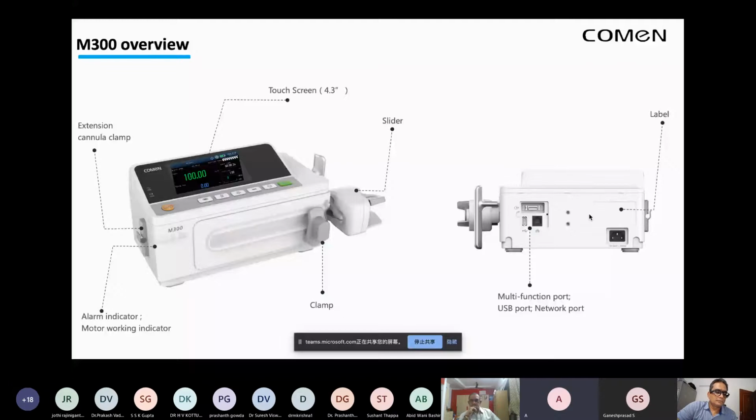So let's see the backside. The backside has different ports, such as the multifunction port to connect the nurse workstations, the USB port for software upgrade, and the network port to connect the CMS. And let's see another one.